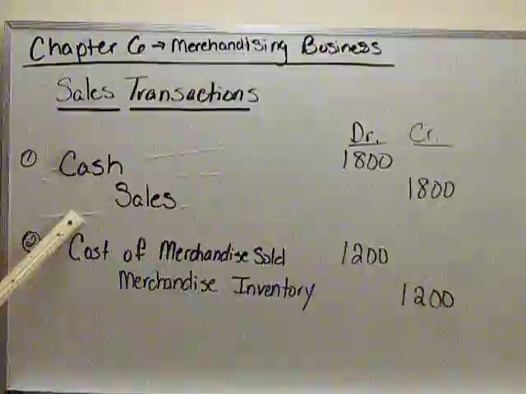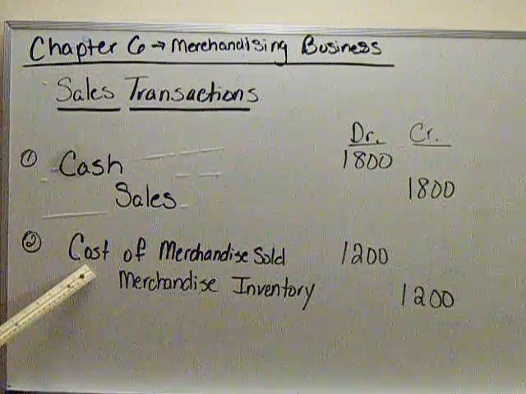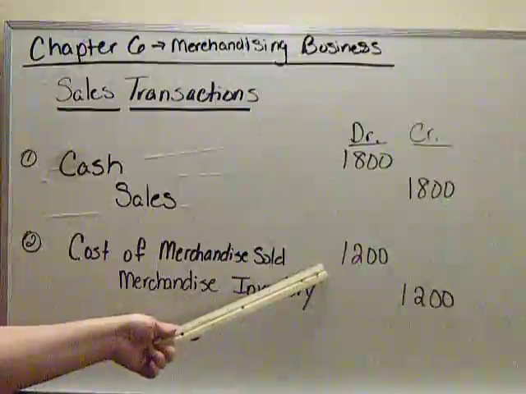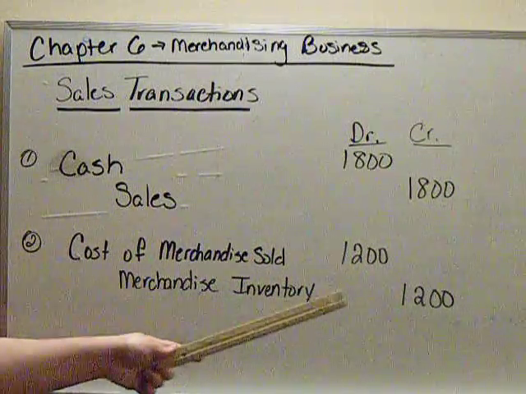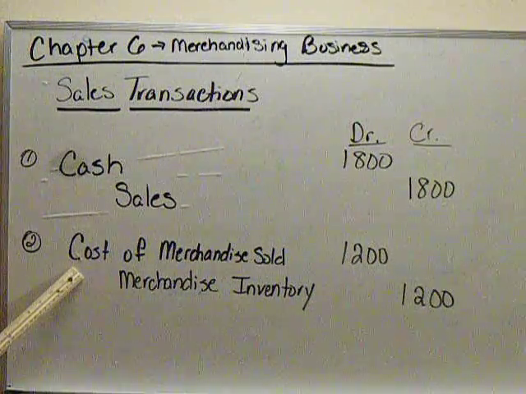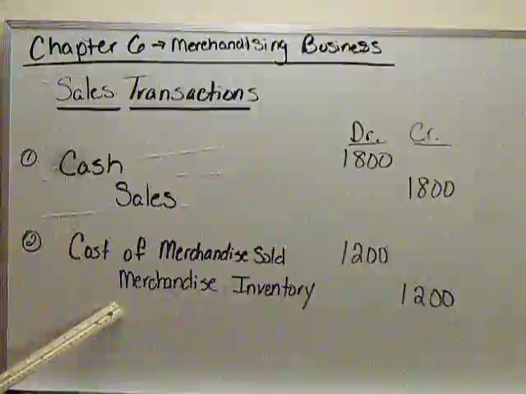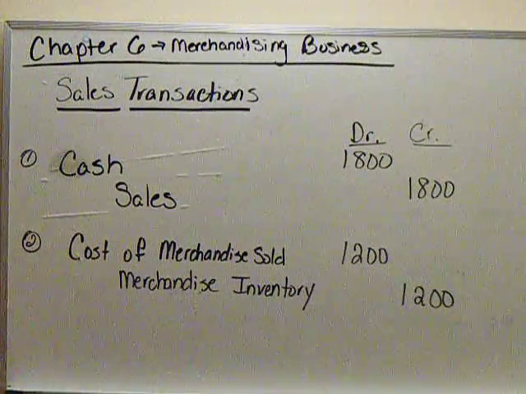Immediately following the sales transaction, you would then follow it up with a debit to cost of merchandise sold for $1,200 and a credit to merchandise inventory for $1,200. Remember that the cost of merchandise sold is the expense account that we use to convert the cost of the asset that we bought into an expense once we sell it.